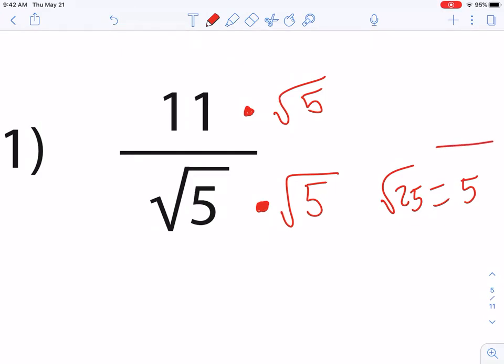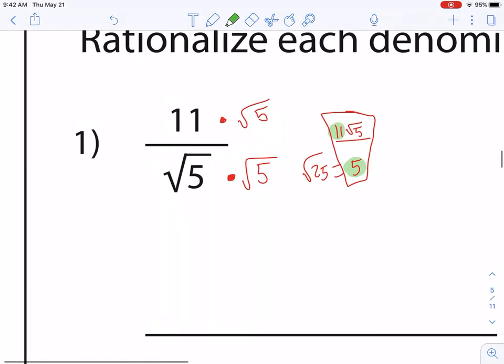And then we just do the top. 11 times square root 5. Well, 11 times the outside here, which is 1, is 11. And square root 5 doesn't have anything to multiply with, so it stays as square root 5. And then our last thing we would check, sorry I jumped and just boxed it, we would check to make sure we can't reduce our outside numbers.